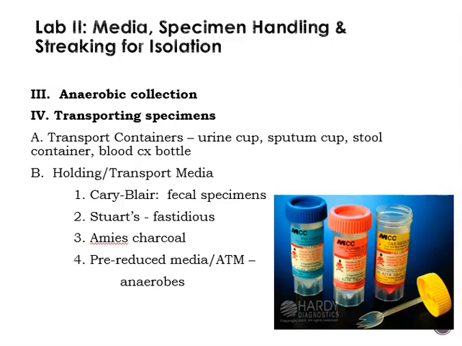Amies charcoal is modified from the Stuart's original formula, where there's charcoal in the collection device that helps eliminate the metabolic products of bacterial growth. And then you have pre-reduced media or anaerobic transport media. So these would be appropriate for your anaerobic organisms. Oxygen is removed from these collection devices so that they would be appropriate for recovering anaerobic organisms.